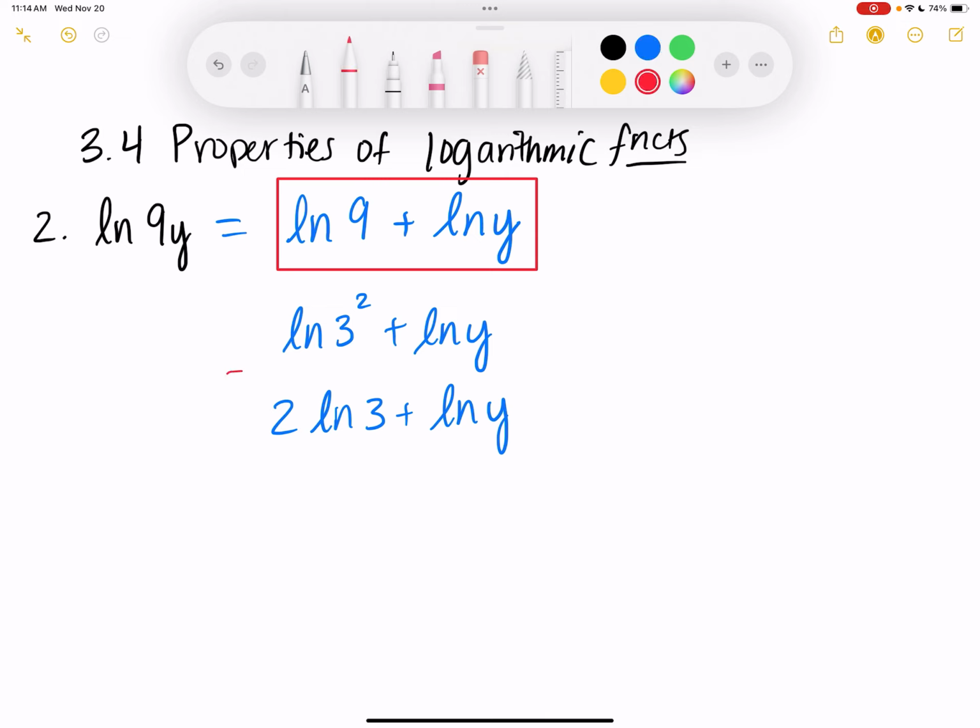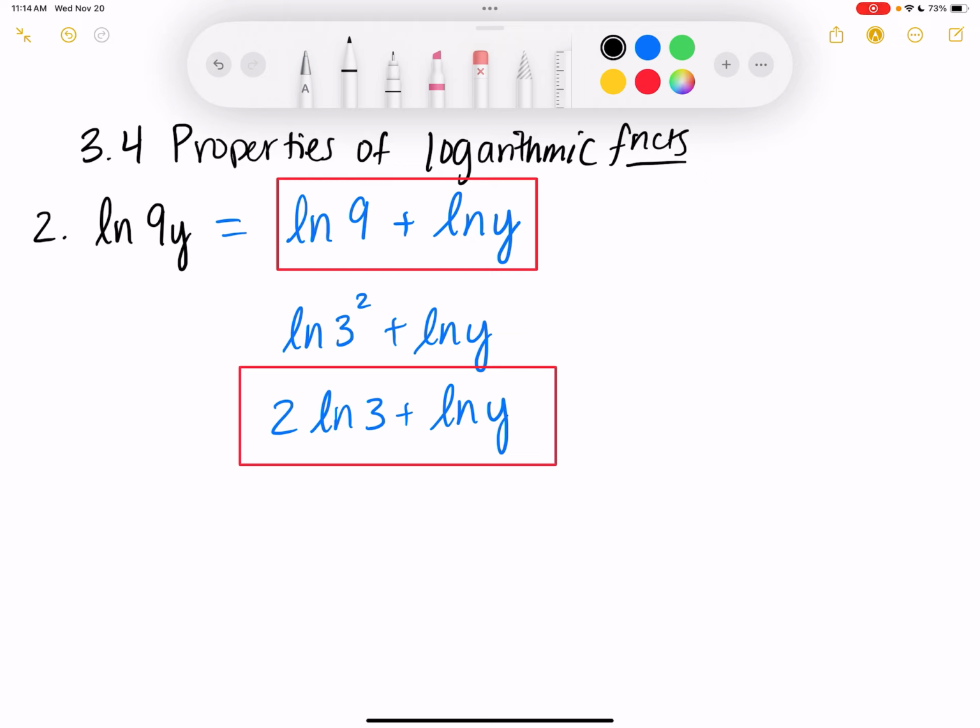I would take your answer either way. Personally, I would have just left it here, but the book continues on and takes it all the way to 2 ln of 3 plus the ln of y with their answer. Now, obviously, if it was like x to a power or something like that, we would need to put it out front. But I'm not expecting you to rewrite 9 as 3 squared and keep going. If you want to, totally fine, not required.